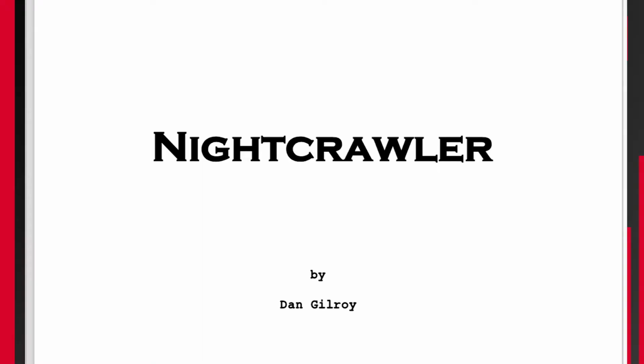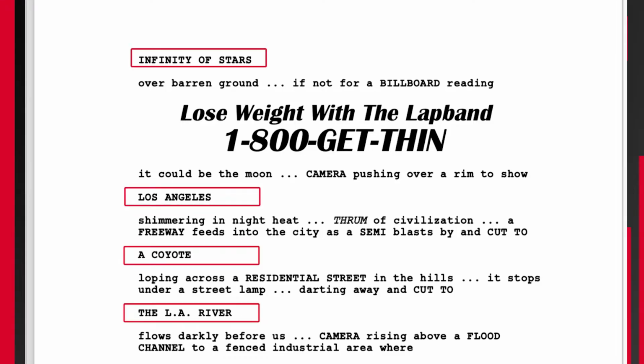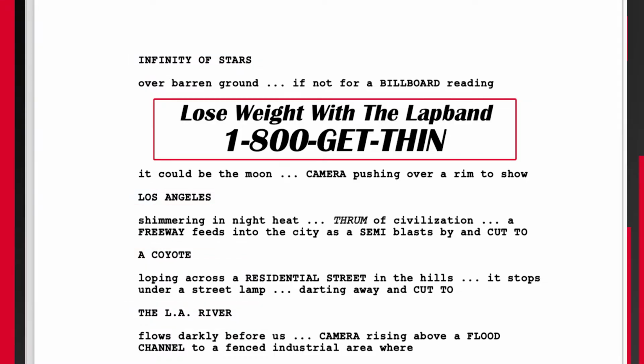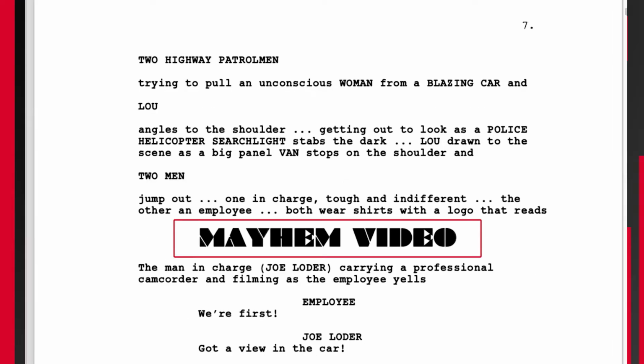So let me give you an example from NIGHTCRAWLER. In this script by Dan Gilroy, notice how right off the bat, he's breaking a few rules. No formal slug lines, all mini slugs. And there's a uniquely formatted billboard sign. We are literally 3 lines into the script, but notice again on page 7, Mayhem Video. Same thing. There is nothing in the script that says close on or close up or rack focus or anything like that. Just big and bold, exactly like it was on page 1.